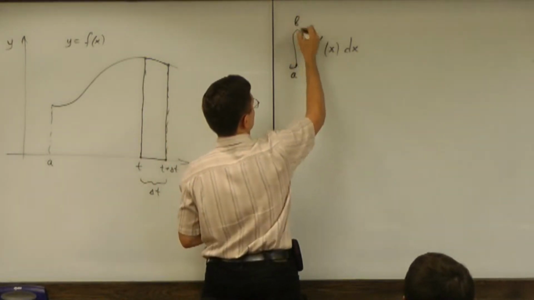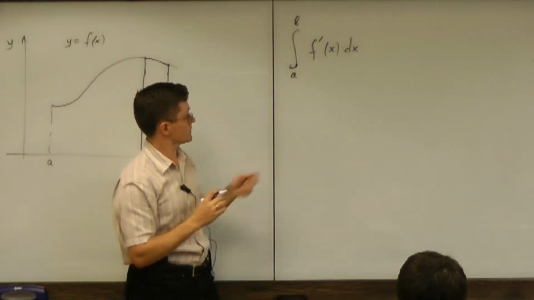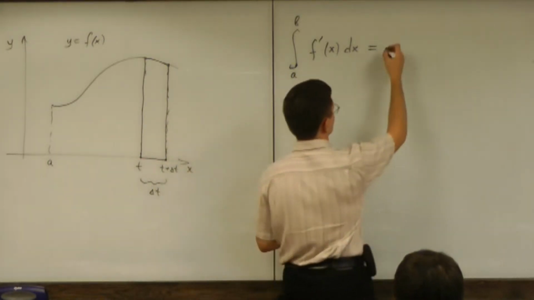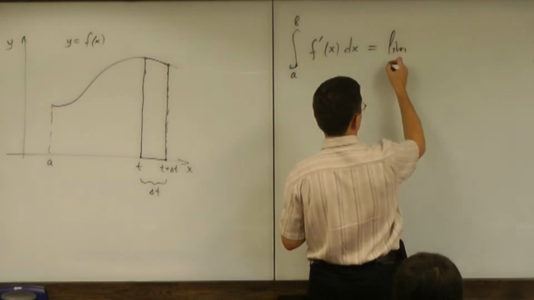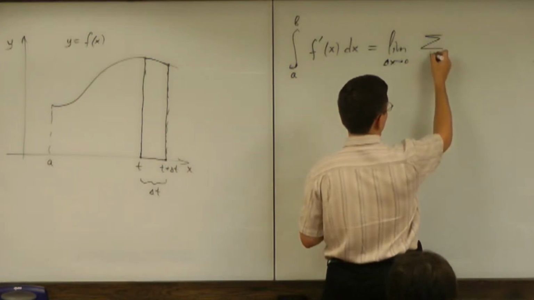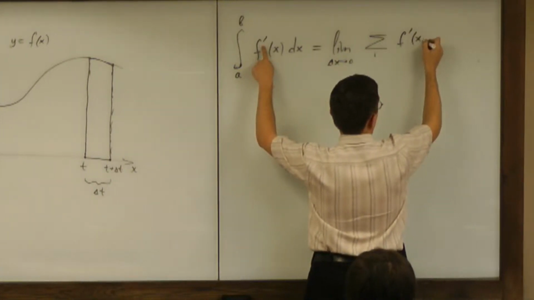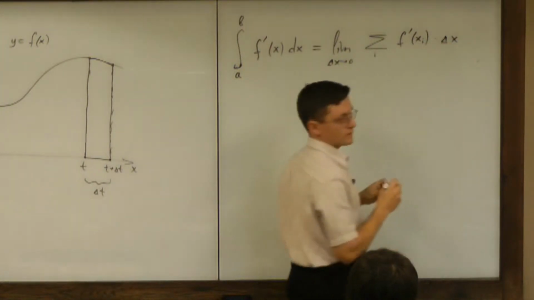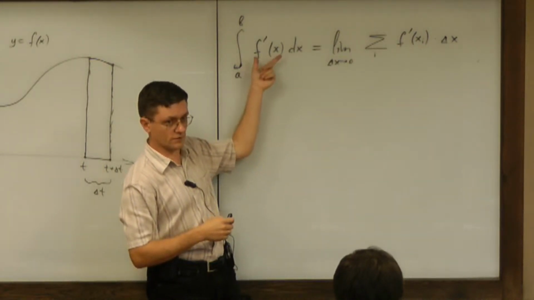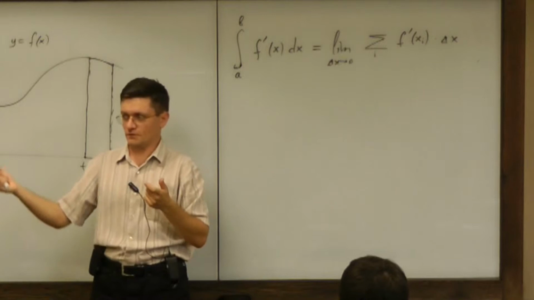How can I integrate from a to b? And now a and b are some numbers. We treat them as constants. I'm interested in computing this. And I will proceed by definition. The integral is the limit as delta x goes to 0 of the sum over i of f prime of xi times delta x. Right? I put the function I'm integrating, that derivative, and evaluate it at some point xi in the ith interval.